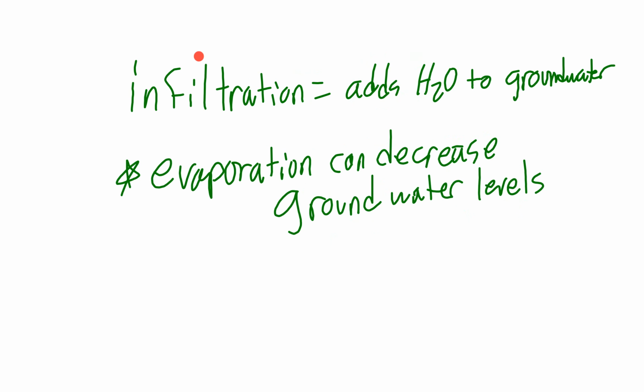Infiltration is the process of water moving down through the soil layers into the aquifer. So it adds H2O to the groundwater. Evaporation can actually decrease groundwater levels. And you might be thinking, but Mr. Furlow, it's underground. How can it evaporate?